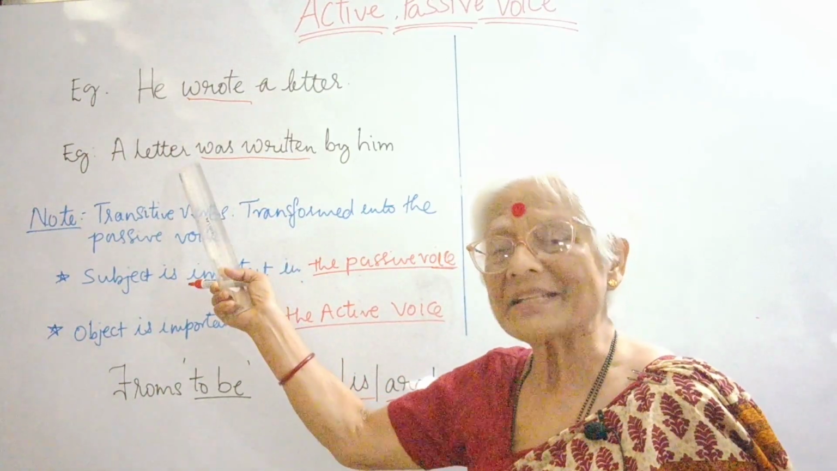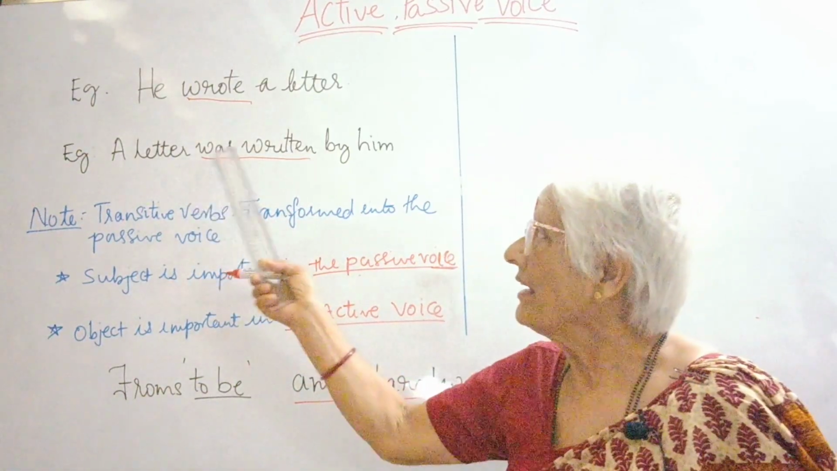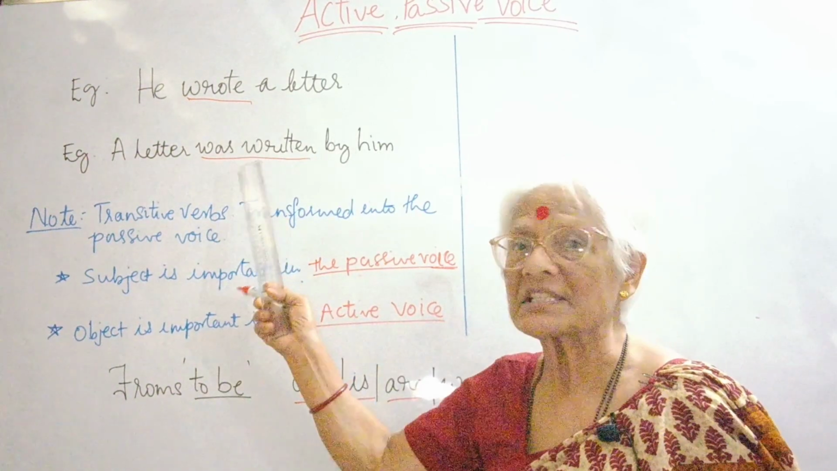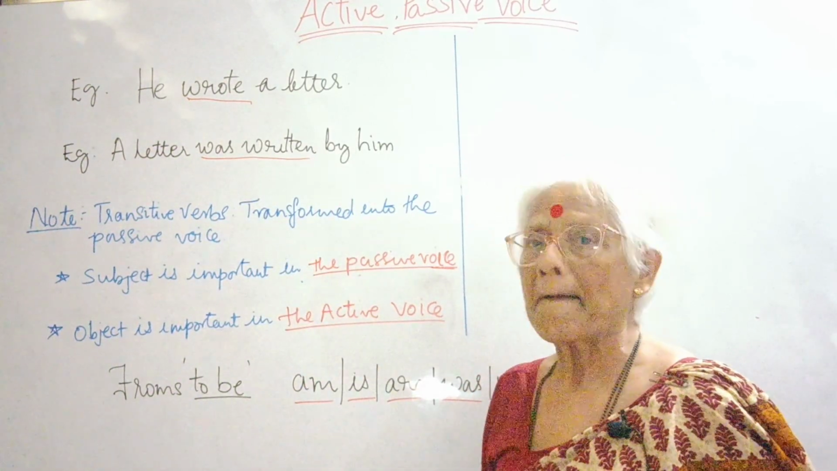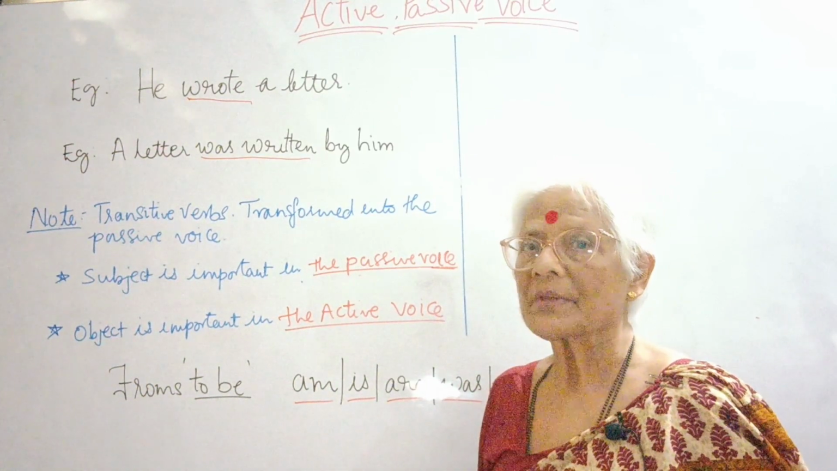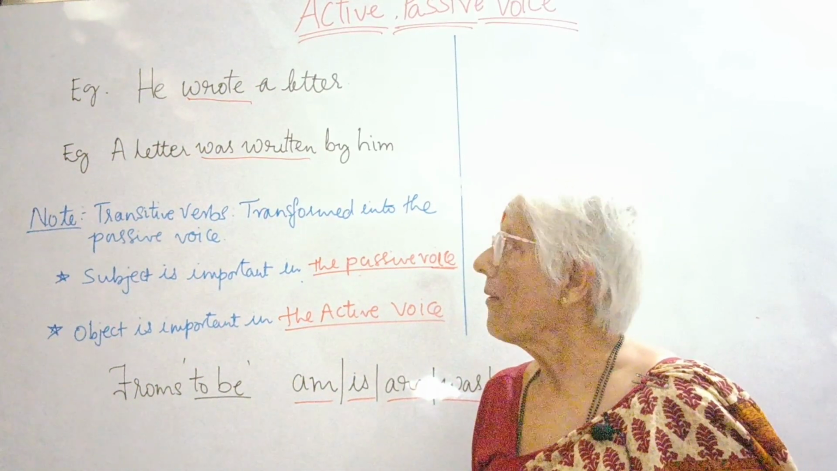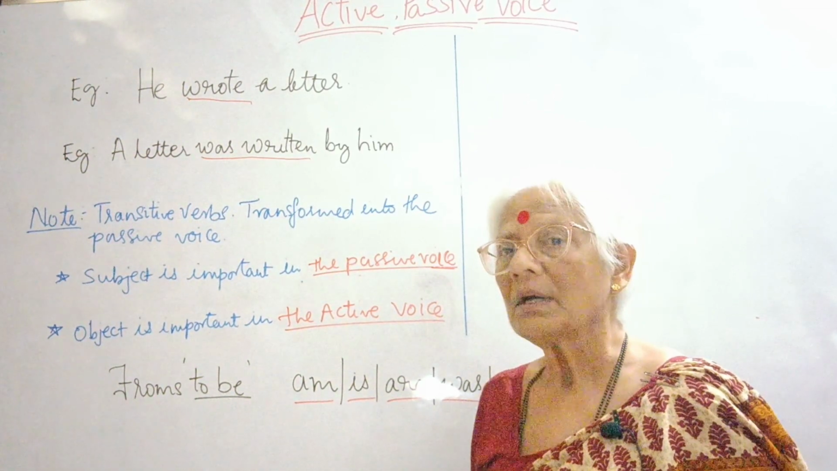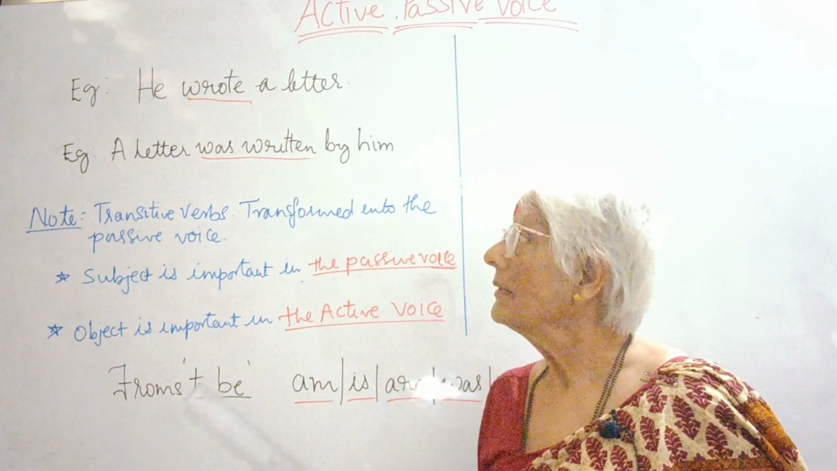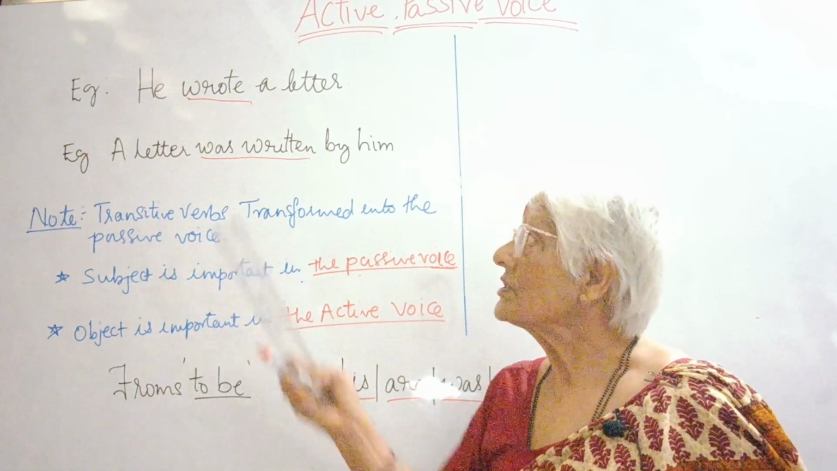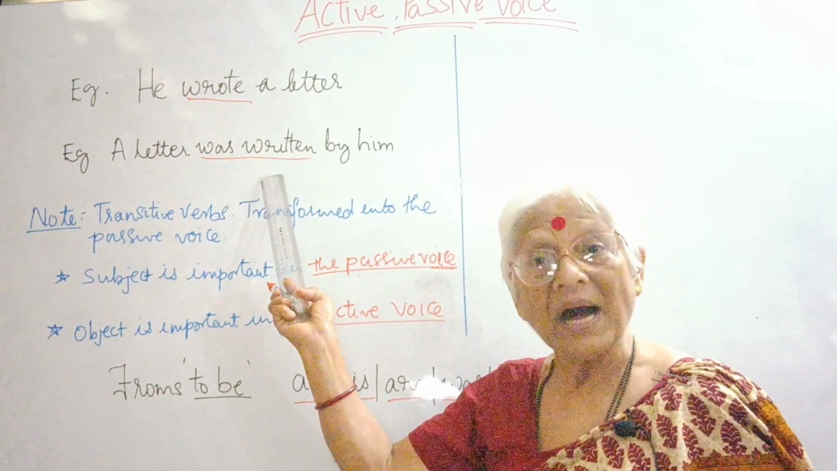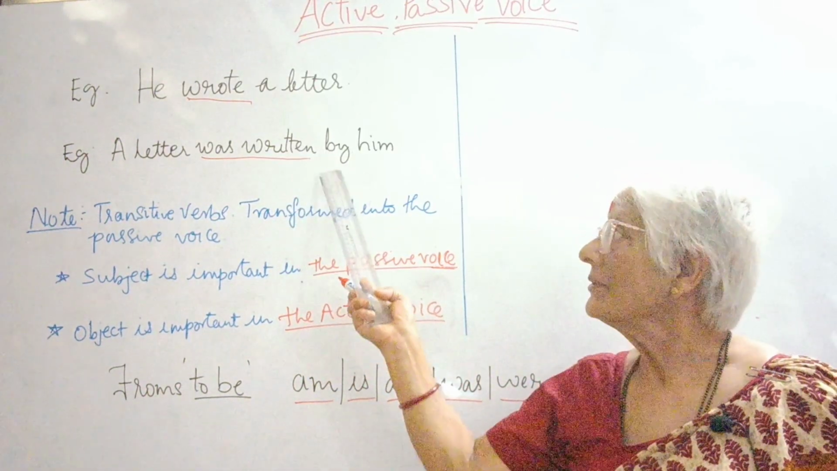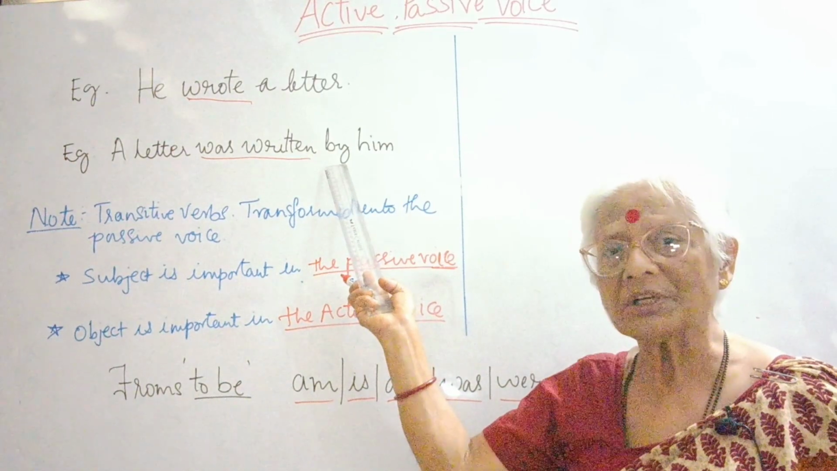Now let's take a look at the second sentence. A letter was written by him. What difference do you find in the first sentence and the second sentence? The difference is the subject has gone to the end and the object has come in the beginning. Apart from that, what about the verb? Yes, the verb has changed. So the simple past has become the past perfect. And one more thing. Yes, there is a preposition in the second sentence. Very good. You have used the preposition.